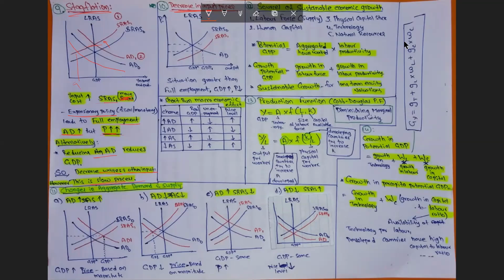And next, this is the short run macroeconomic effect that we have discussed earlier. The effect of each and everything is described in a table, so you can understand this. Next, we move on to the changes in aggregate demand and supply. When aggregate demand increases and the short-run aggregate supply curve increases.